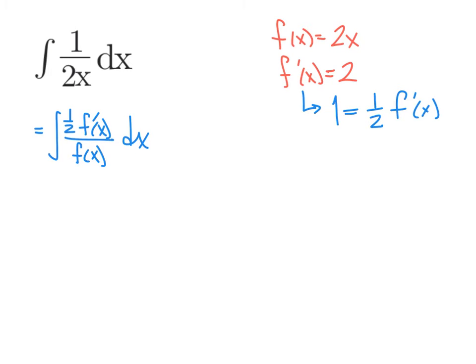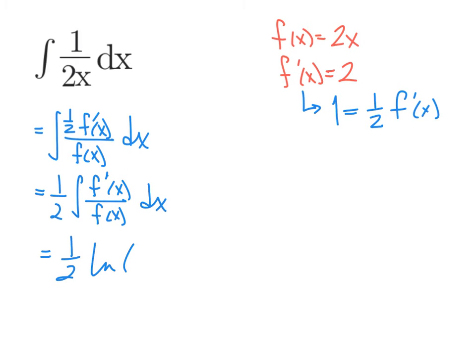Now, earlier we saw that the integral of half of something is the same as half of the integral of that something. So if we have half of the integral of f prime of x over f of x dx, then that is going to end up being 1/2 of the natural log of our denominator, which was 2x.